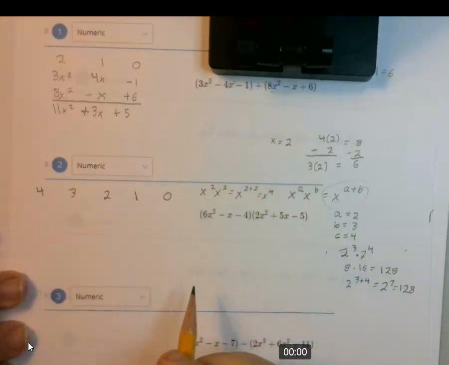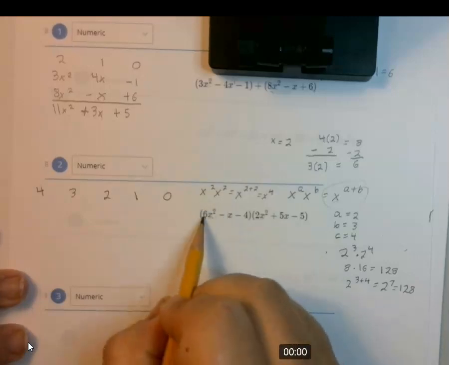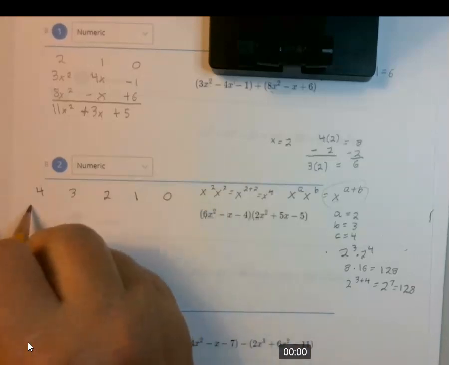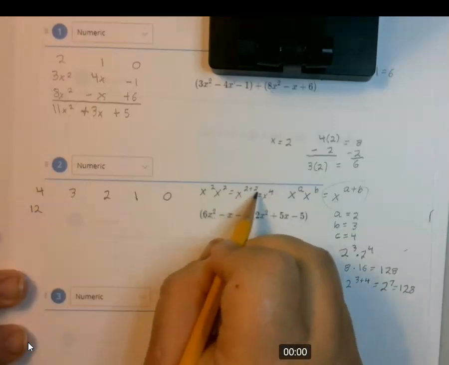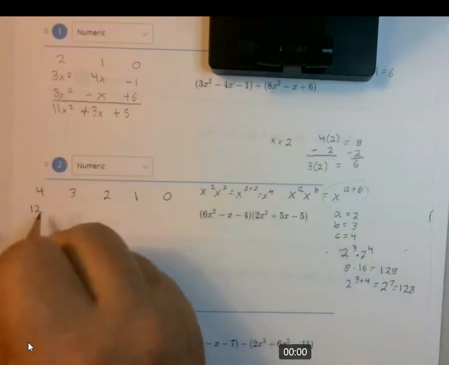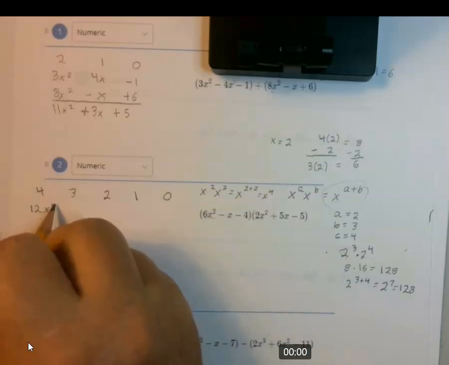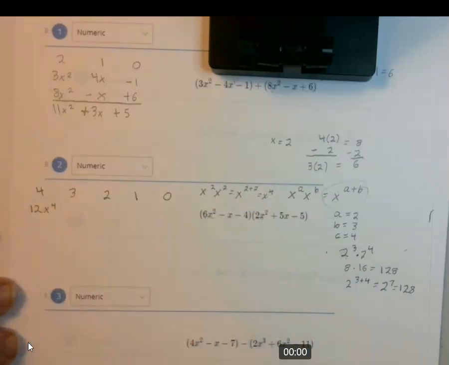Okay, now I'm ready to get started. So 6 times 2 is 12. You just multiply those two numbers. And x squared times x squared is right here. We just did it up here. It's x to the 4th. So I'm going to put that in the 4 column.